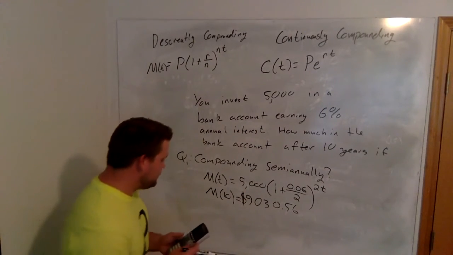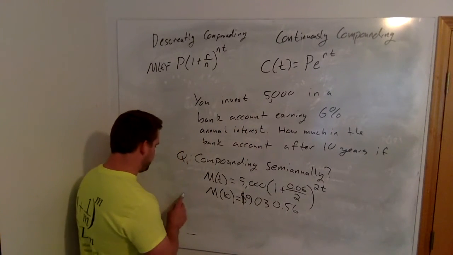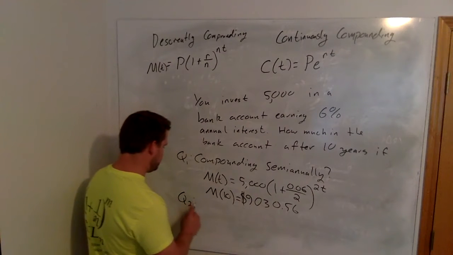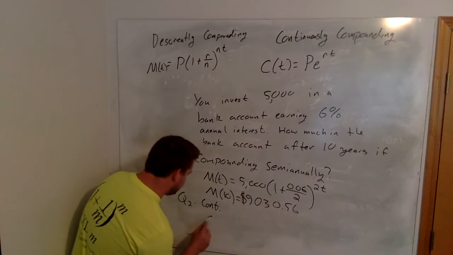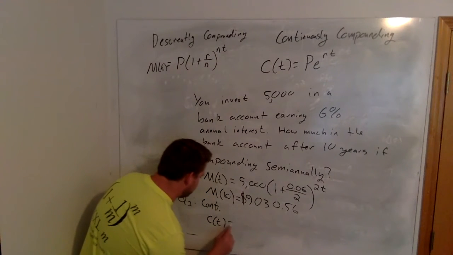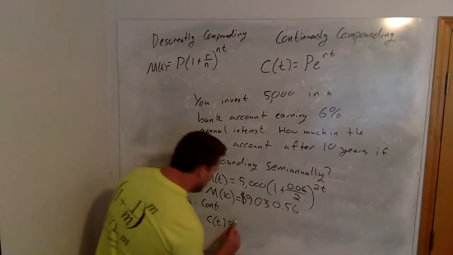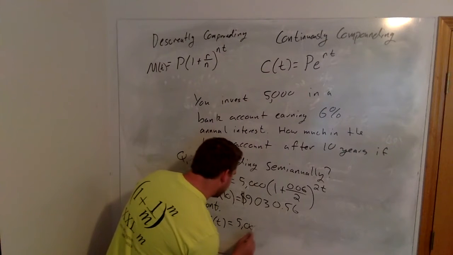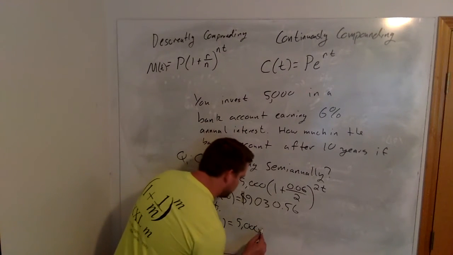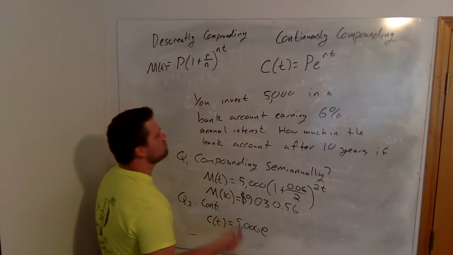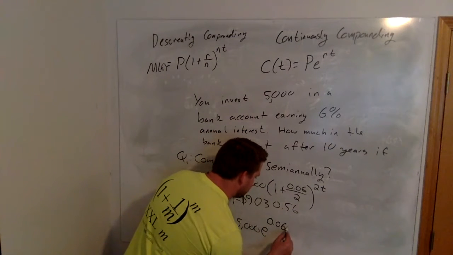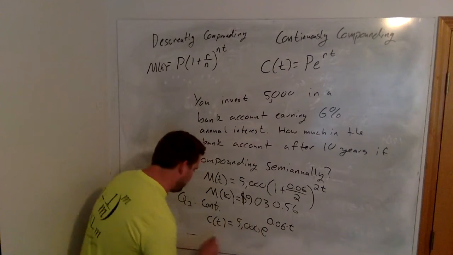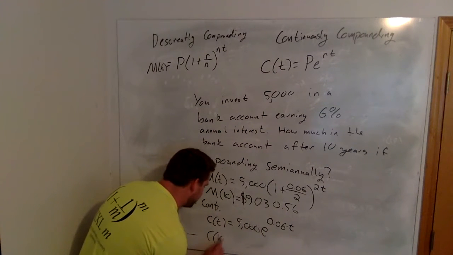Okay. What if we were compounding continuously? Well, we would have that our function C of t. Okay, compounding continuously, we have the $5,000 in our bank account. Now we're going to multiply by e to the, our interest rate is 6%, 0.06, and we're going to multiply that by t. So now we'll just want to evaluate this at 10.